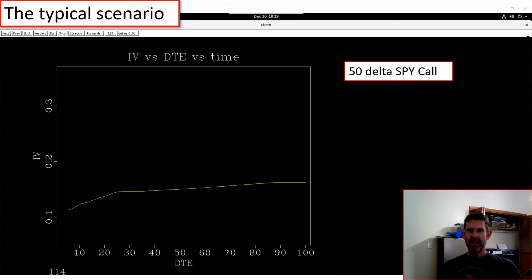Anyway, this is a plot of the implied volatility of at the money calls on SPY as you vary days to expiration. So typically, IV drops as the option approaches expiration. This makes sense because the stock has less time to do something crazy in a few days, so people don't pay a premium for a short-dated call.